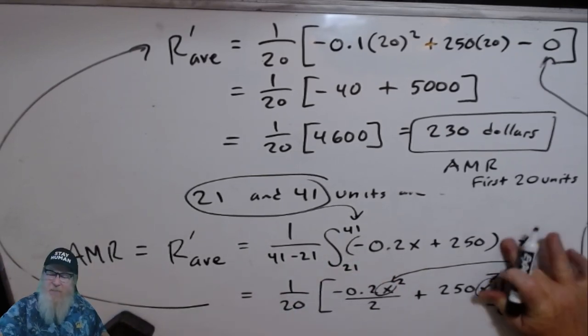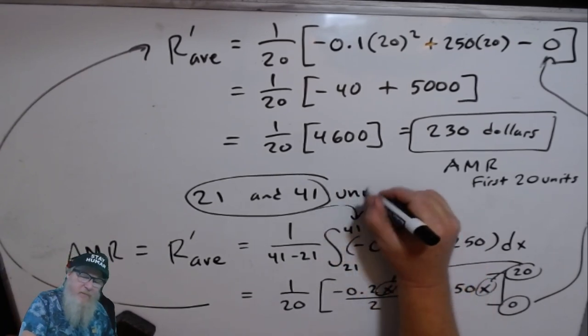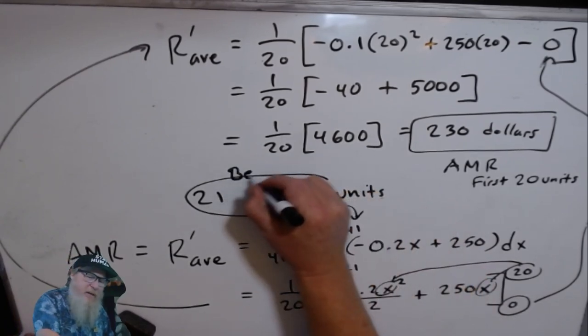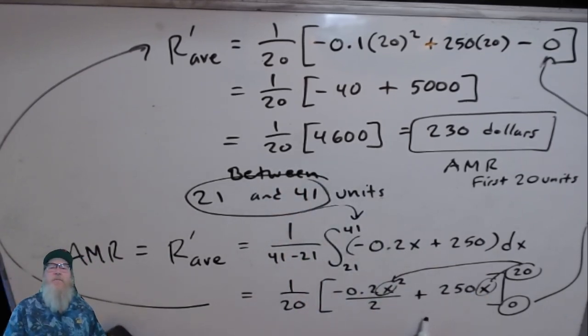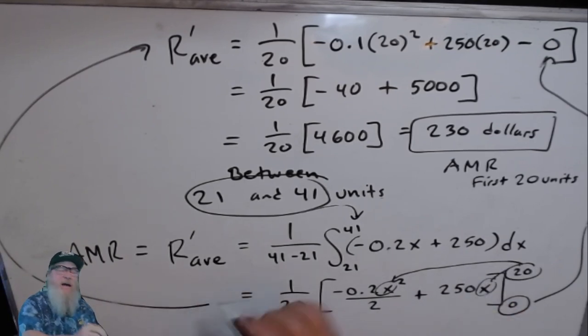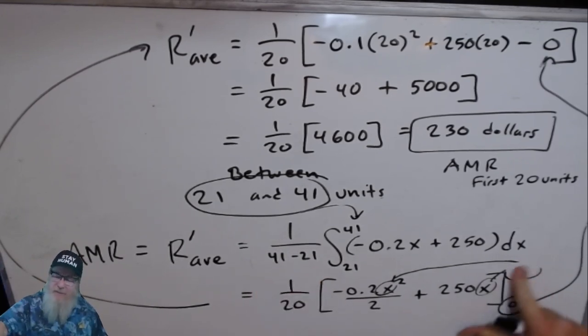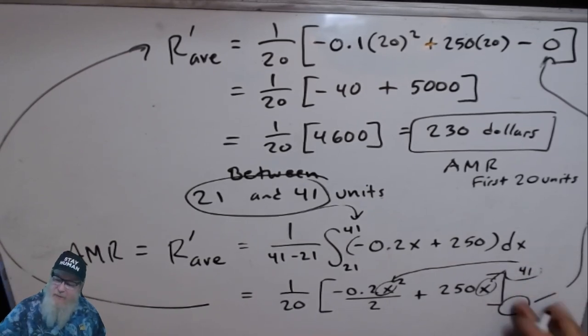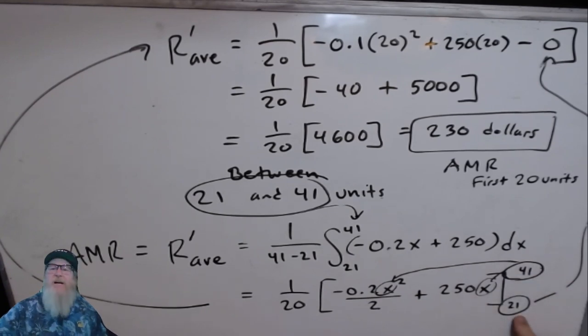So I'm going to kind of get a redo here. So now I'm between 21 and 41 units. I already have all this work here. AMR, R prime AV, right? Average marginal revenue. And I'm just changing the boundaries. So this is now going to be 41, and this is going to be 21. Unfortunately, if one of the boundaries is not 0, you're going to have to pay attention to both of them.